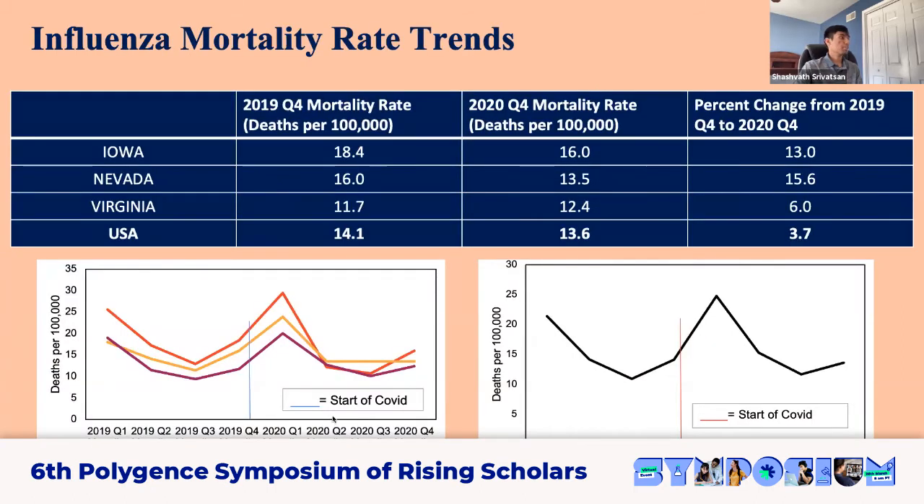All right, so here is what I found with influenza. The graph to the left reflects statewide quarterly influenza mortality rates, while the graph to the right reflects national quarterly influenza rates. As you can see in the table above, although it varied by state, the total percent change in the national mortality rate from 2019 quarter four to 2020 quarter four was only 4%. So despite having a pandemic, the overall rate of increase was pretty low.